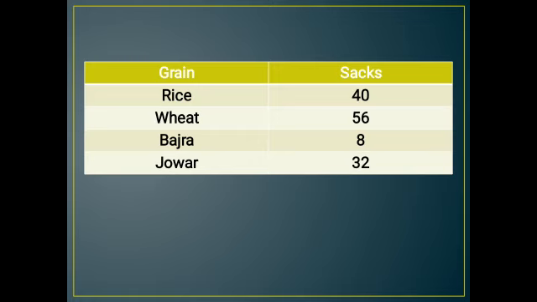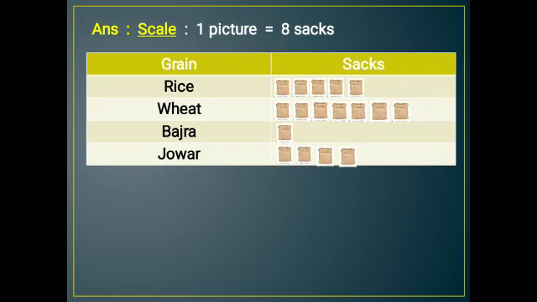So now you tell me, in which table do these numbers go? Yes, very good. It goes in the 8 table. Understood? So what scale will we write? See here, the answer: scale, one picture is equal to 8 sacks. Understood? So we are going to draw the sack here. Grain: rice, wheat, bajra, jowar. How many rice? 40 sacks. Here we know that 40 goes in the 8 table, that is 8 fives are 40. So we are going to draw 5 sacks. Understood? See here we have drawn 1, 2, 3, 4, 5.